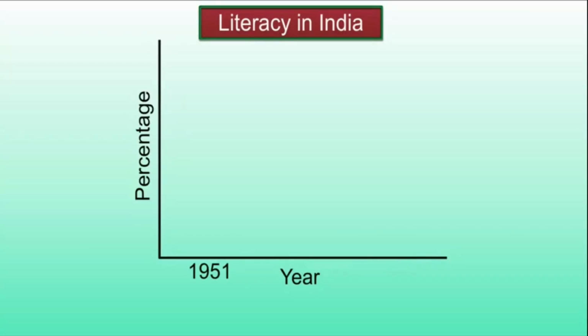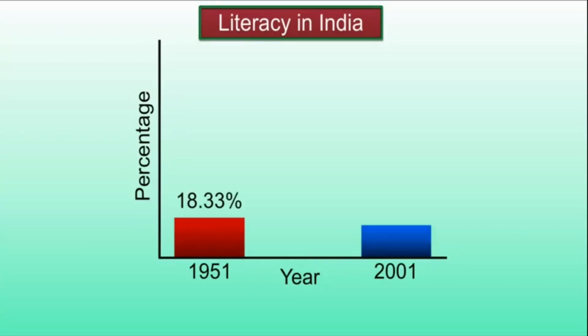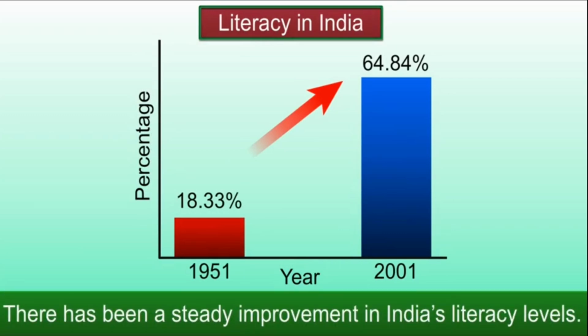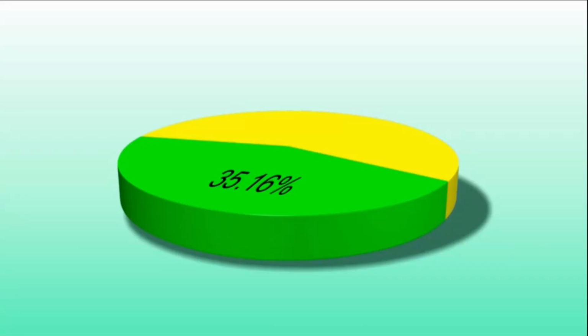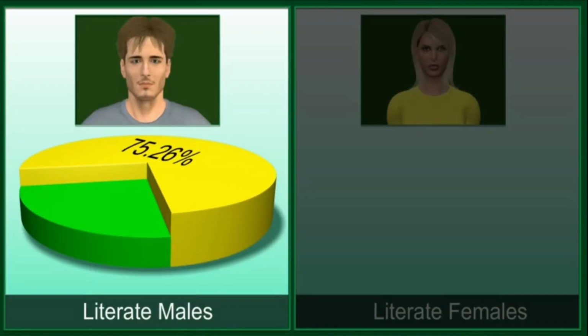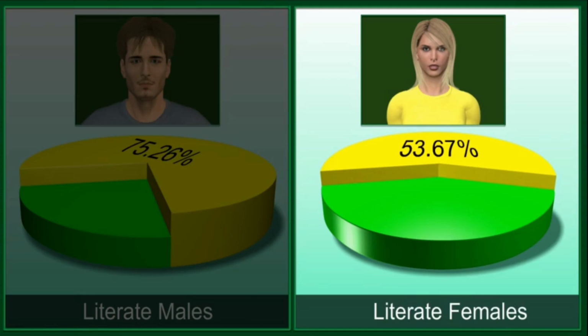Over years, there has been a steady improvement in the literacy levels in India. As per the census of 2001, the literacy rate of India was 64.84%. 75.26% of males and 53.67% of females in India are literate.